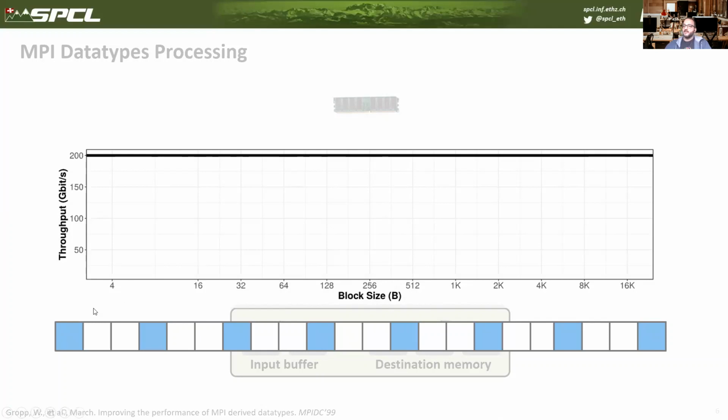For small block sizes, we have something like this, and again, the blue boxes are the actual data. You can see that for each block, we need to make a memcpy. While if we keep increasing the block size, we have fewer and bigger contiguous regions, so we have to do fewer copies. So the processing of the data type gets simpler.